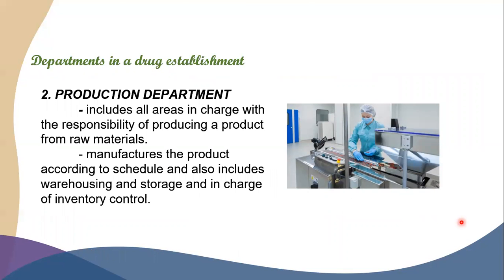Next is departments. Another one is your production department. So this includes all areas in charge with the responsibility of producing a product from raw materials. So it manufactures the product according to schedule and also includes warehousing and storage and is in charge of inventory control.